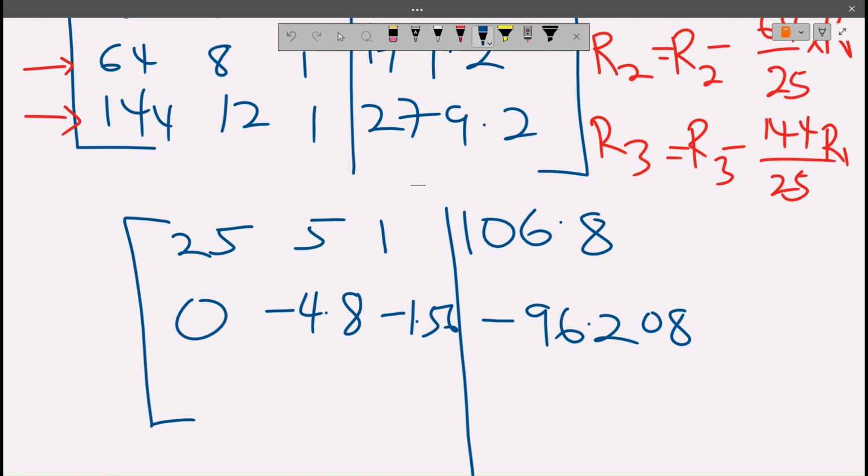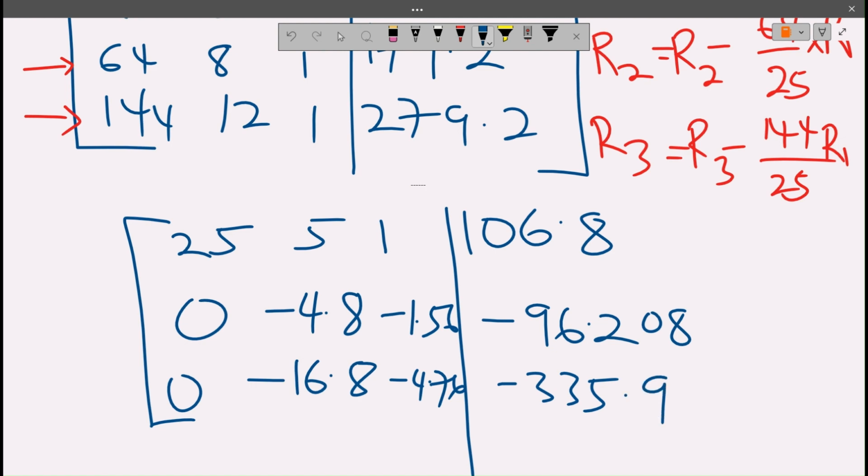For the third row, we are going to have 0, negative 16.8, negative 4.76. We have negative 335.968.